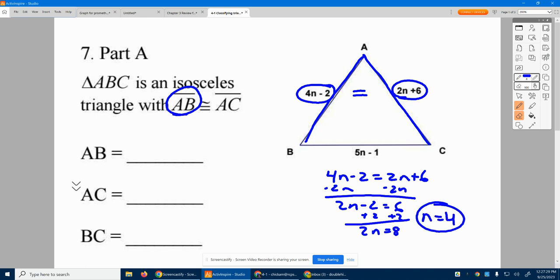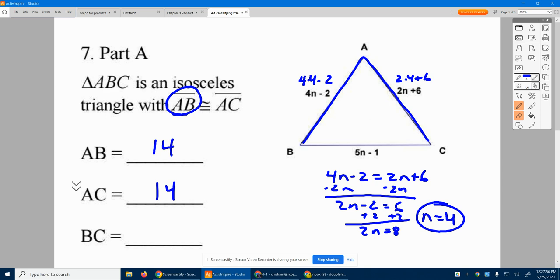So it wants the measurements of all the sides now. So AB, well, AB is 4 times n. We just found n to be 4. So 4 times 4 minus 2, 16 minus 2 is 14. AC right here, well, we did say those were equal, and we'll prove it. 2 times 4 plus 6, 8 plus 6, 14. So it's also 14. And finally, BC, 5 times whatever n is, which we found to be 4, minus 1. He's a longer side at 19.